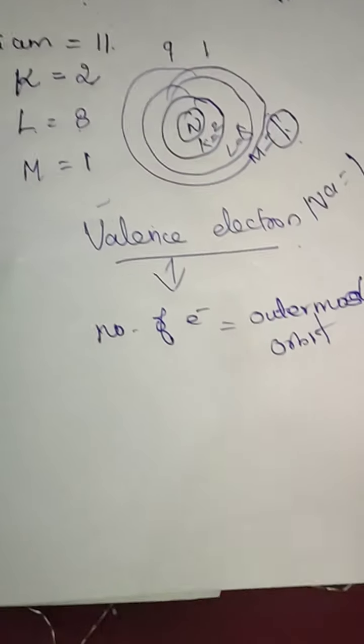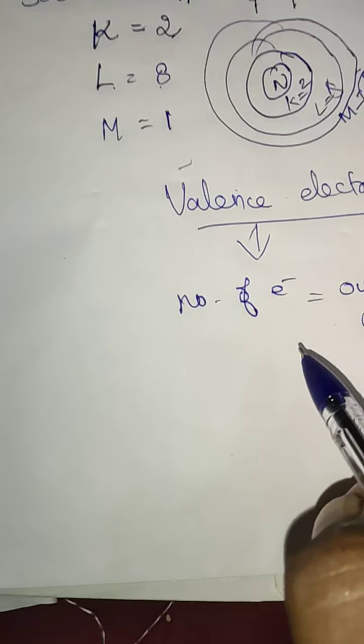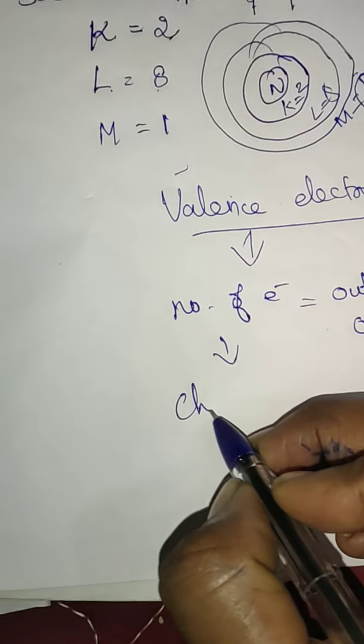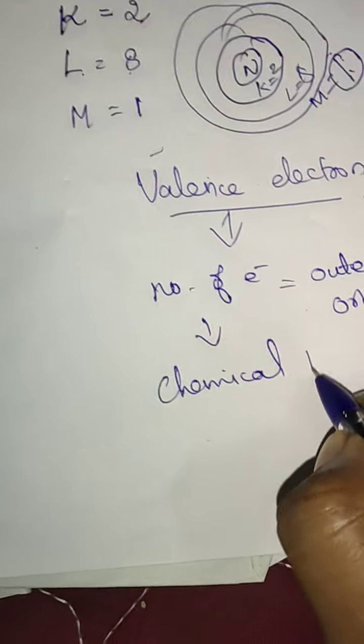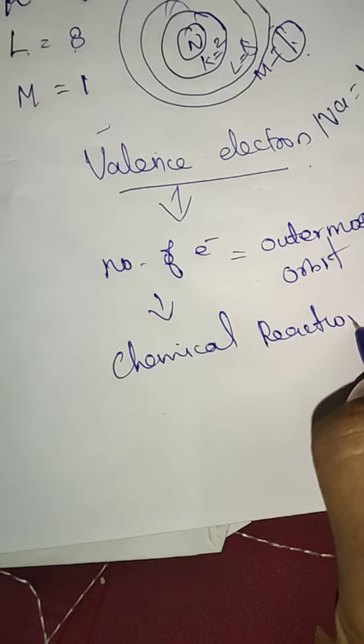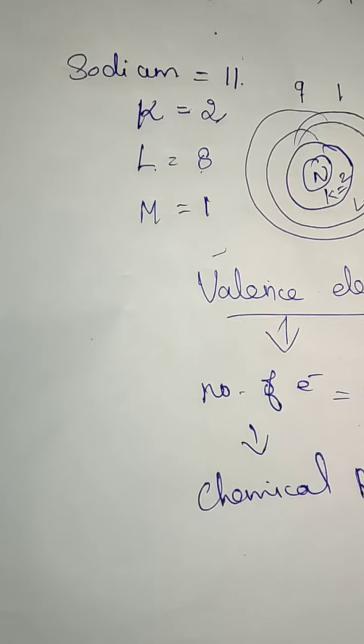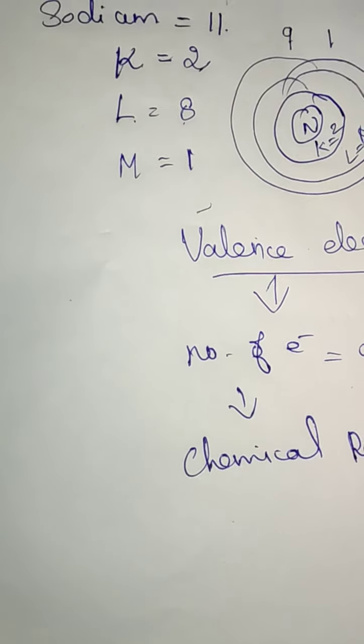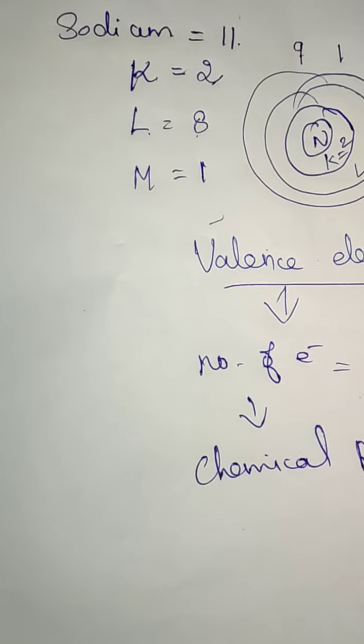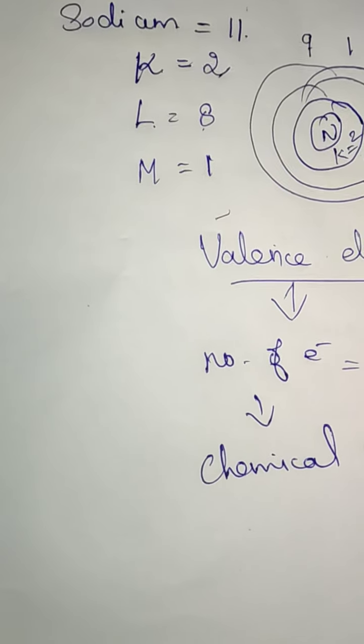What is the importance of valence electrons? Only these valence electrons take part in chemical reactions. So what is valency? It is the number of electrons that take part in the chemical reaction, called valence electrons or valency.